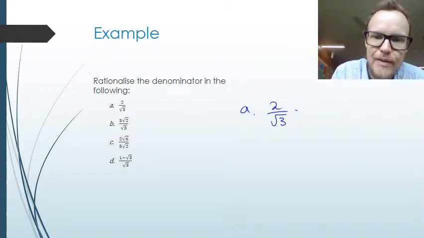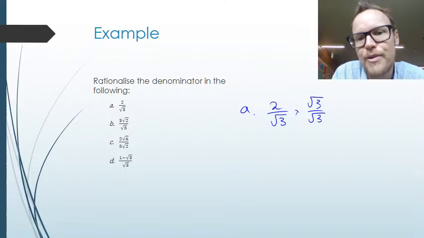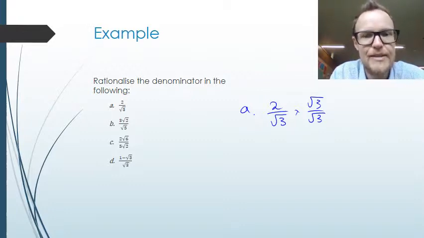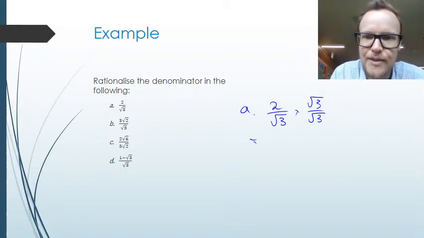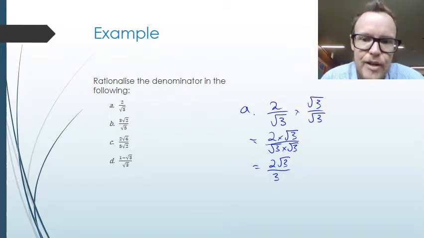So for this one, we're going to multiply by root 3 over root 3. The reason we're multiplying by root 3 over root 3 is because if I multiply the square root 3 on the bottom by the square root 3 on the denominator of the fraction that I'm multiplying by, that will then become 3, because root 3 squared is 3. So I multiply the top line together, 2 times root 3, and then root 3 times root 3 on the bottom. So I'm left with 2 root 3 on top, and root 3 times root 3 is just 3. So that's the answer that I've got.